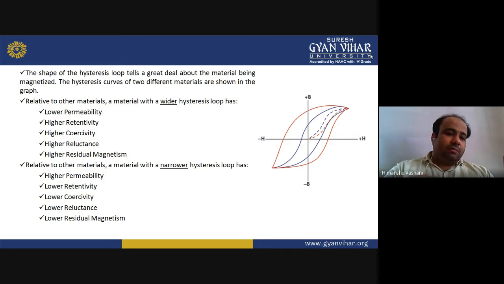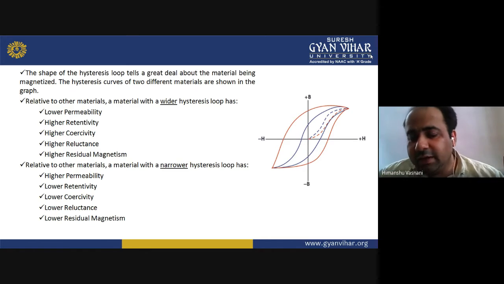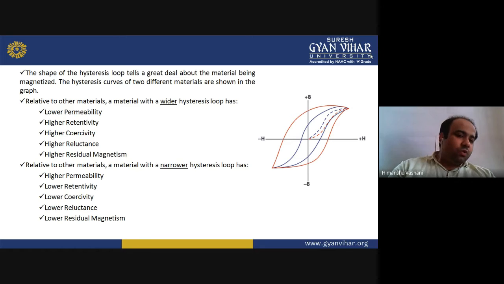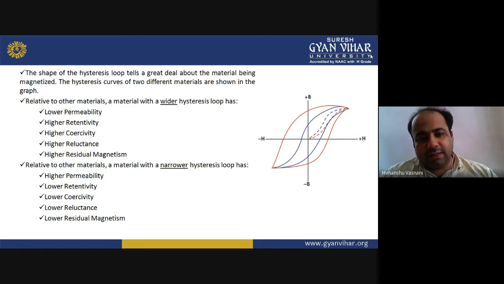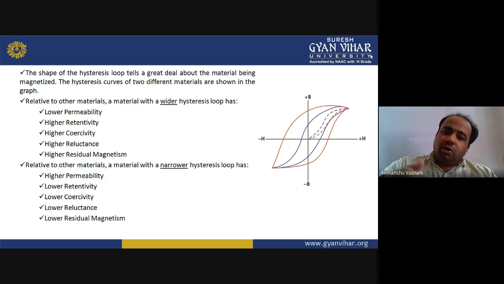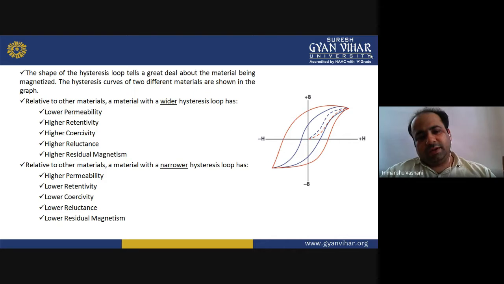Now related to the other material, it is having a narrower hysteresis loop. That means that it will have a higher permeability. It is having lower retentivity, lower coercivity, lower reluctance, and lower residual magnetism.